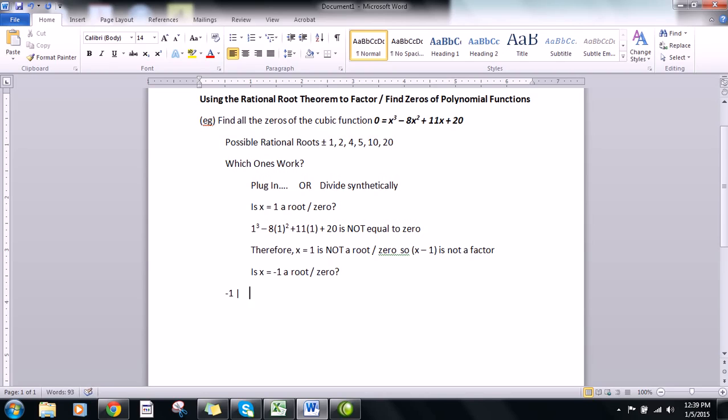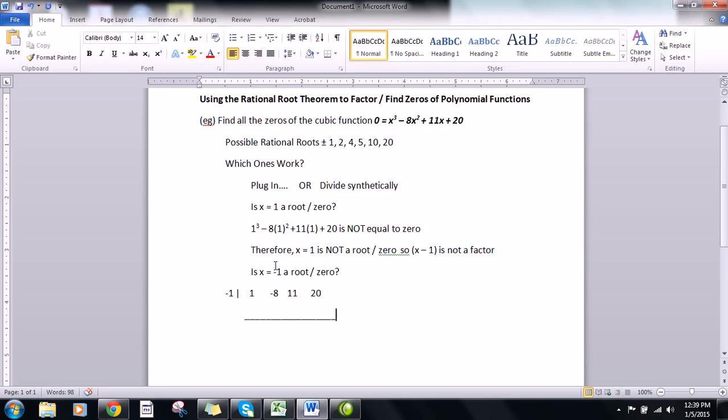And then I put the leading coefficients and the other coefficients of my original cubic. So there's 1. There's a -8. There's a +11. There's a +20, right? And then down here, I leave some space, and I'm going to make a little line there. So 1, -8, 11, 20.